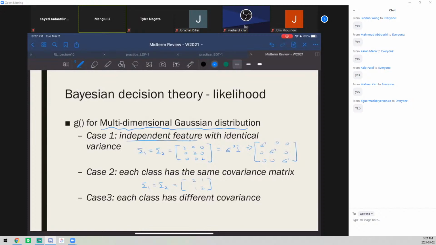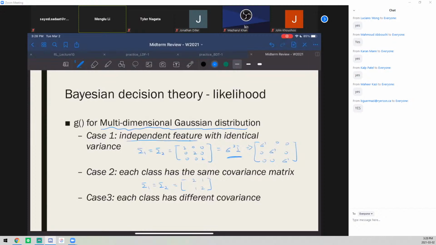However, case 2 doesn't need to come from the identity matrix. Only the standard for the second case: each class has the same covariance matrix. That's it. But the first one needs to come from the identity matrix. The third case is just the very general case. Each class has a different covariance and nothing is the same.